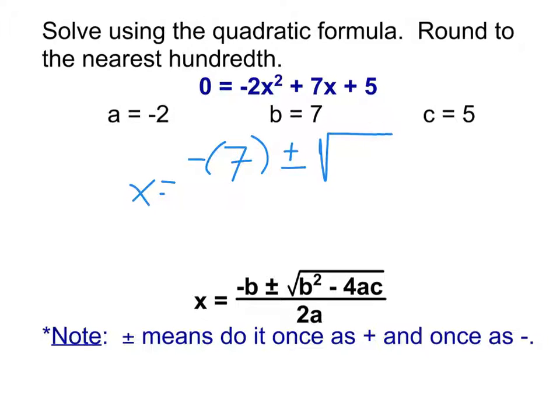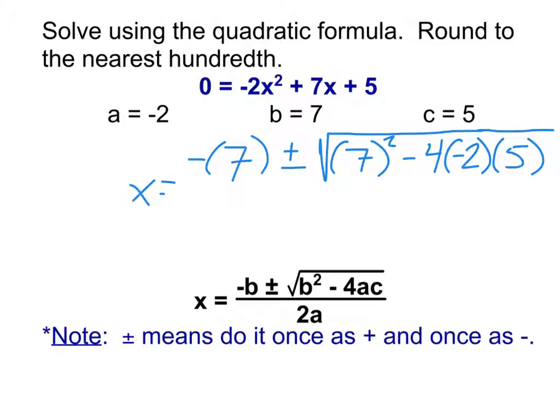Then the square root of b squared. Well, b is 7 again, so it goes 7 squared. As a matter of habit, I put parentheses around the numbers that I'm plugging in. It helps you keep everything straight and keeps you from making a possible sign error later. Minus 4 times a, so negative 2, times c, which is 5. And again, I'm using the parentheses to show what I'm actually plugging in.